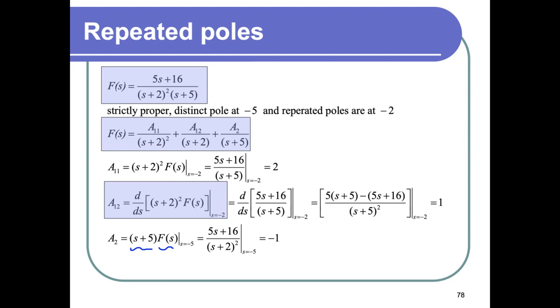So here you have minus 9 over 9, here you have 1, and here you have 2. Any questions about this part?